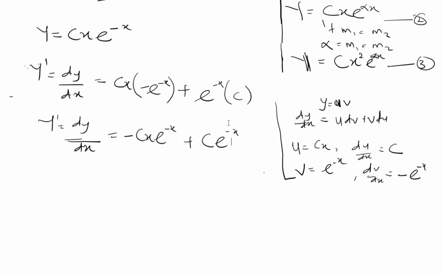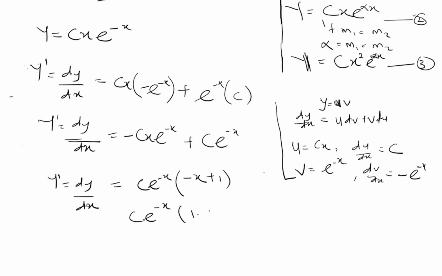So here we can say that we have c and exponential of negative x to be common. So we can say y prime, which is dy by dx, is equal to c exponential of negative x into, here I will say negative x and here I will say plus 1, or preferably it will be c exponential of negative x into 1 minus x. So this is my y prime, or dy by dx.